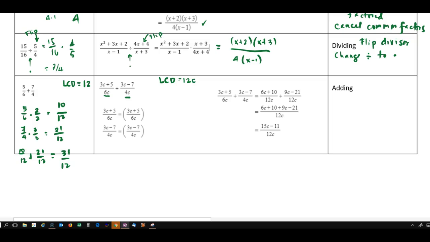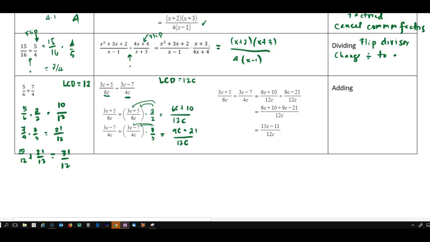The next step is to make the denominators of both rational expressions equal to 12C. For the first one, you need a 2 and a 2. That will give you the 12C. And then you just distribute: 6C plus 10. For the second rational expression, you need a 3 above and a 3 below. That gives you the needed 12C. And then distribute the 3. So that's 9C minus 21.